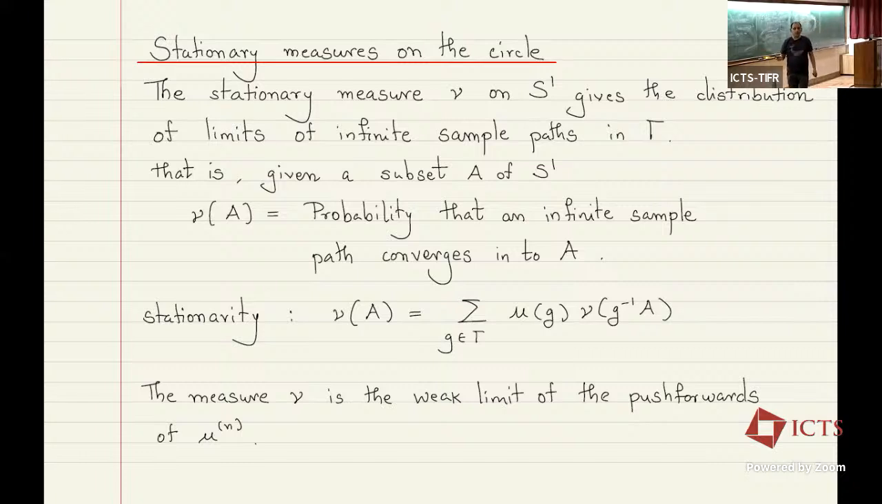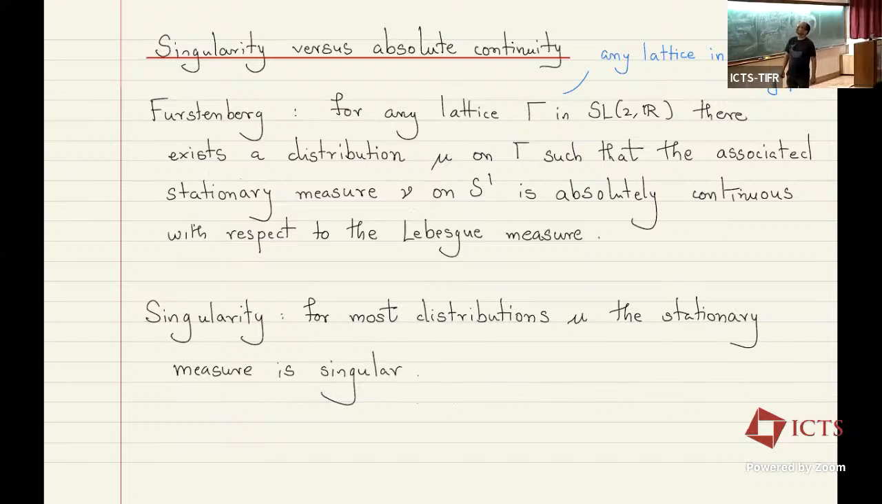So one has to make sense of what almost every means. You're basically passing from finite paths to infinite paths. There is a measure on the infinite path space, and with respect to that measure, almost every path converges to the boundary. Okay? All right. So now you have this measure on the circle at infinity, and you can ask the following question.